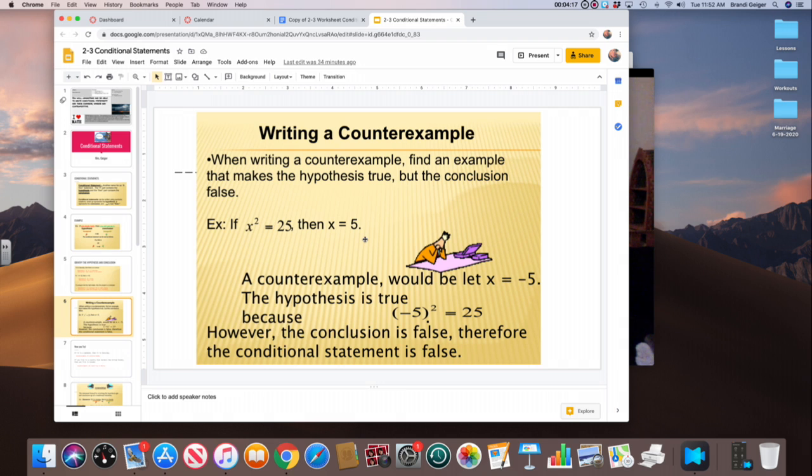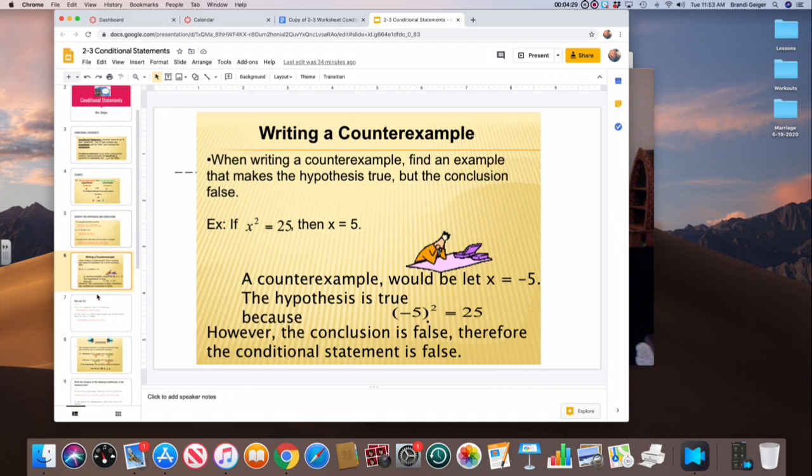So does x always have to be 5 if x squared is 25? Well, you might think so. But what about negative 5? Negative 5 times negative 5 is also 25. So that would be a counterexample.